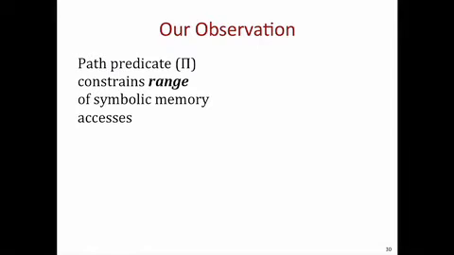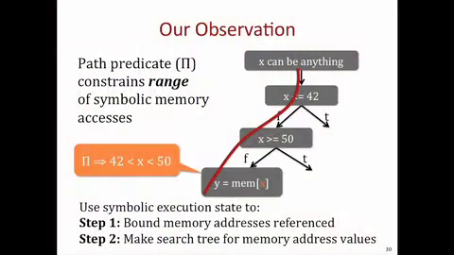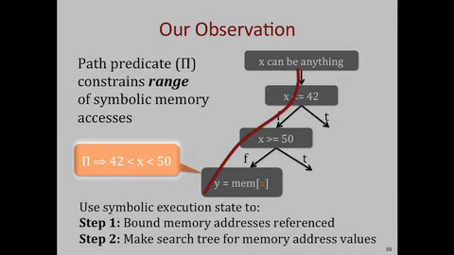So our observation to this symbolic index problem is that if we use path predicate to constrain the range of symbolic memory access, then we can actually reduce the size of the symbolic memory range. For instance, if you consider this symbolic execution tree where symbolic memory access happens at the end of the tree, then by looking at the path predicate pi, we can know that the symbolic index x can have a value between 42 and 50.